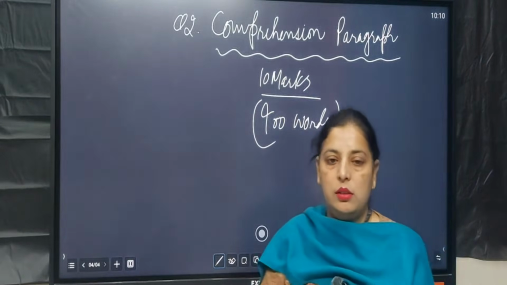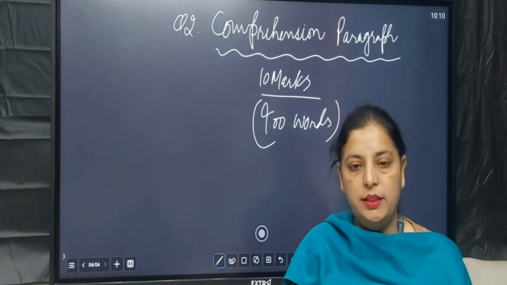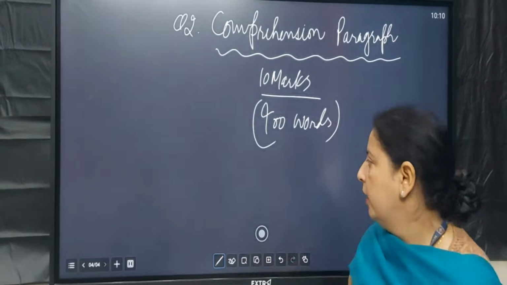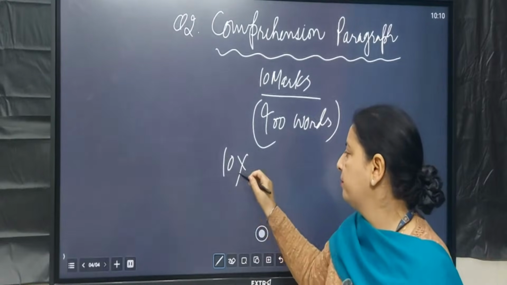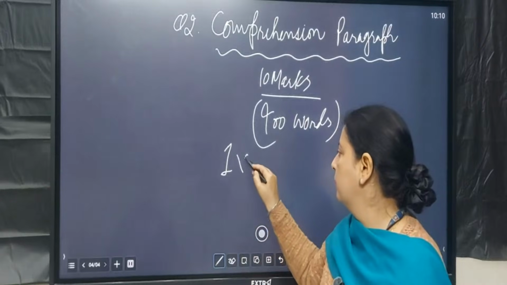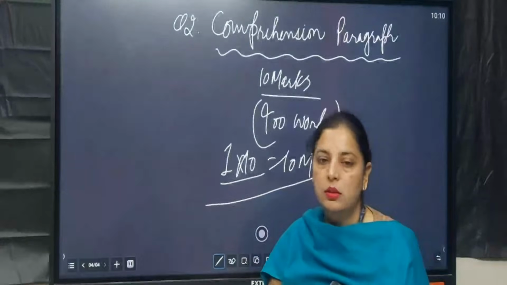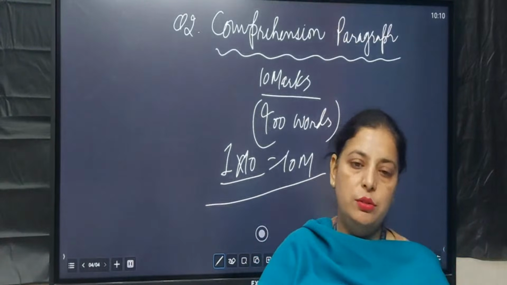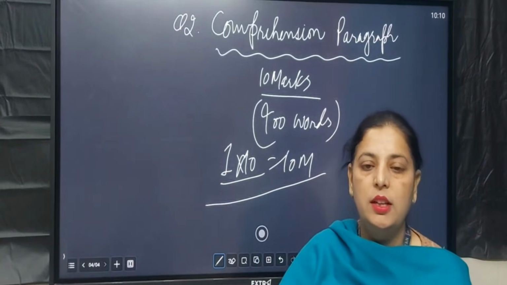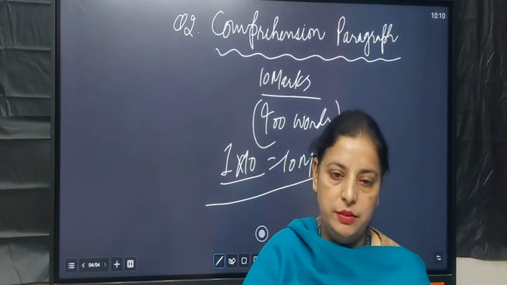Again, question number 2 of your board paper is based on reading skills. That is a comprehension paragraph of 400 words, followed by 10 short questions. You have to answer the short questions according to the knowledge given in the paragraph, and write answers according to what information is given in the above paragraph.